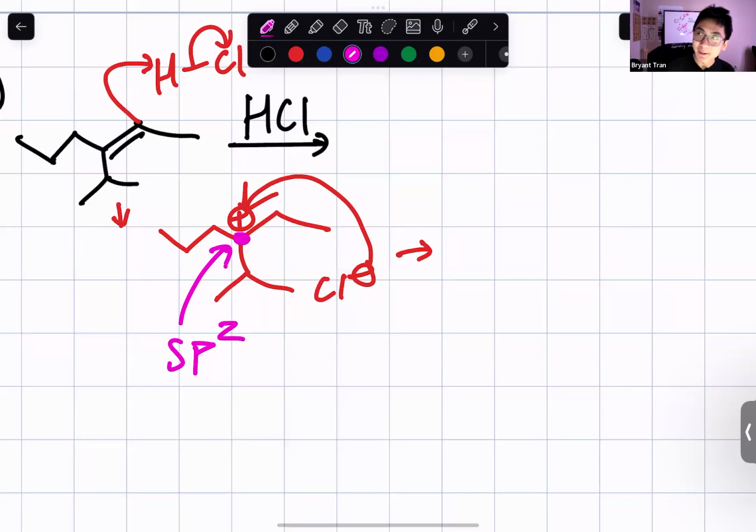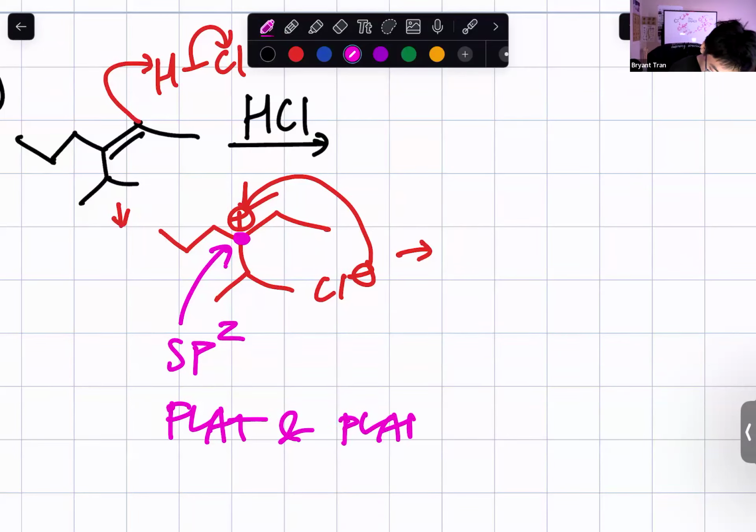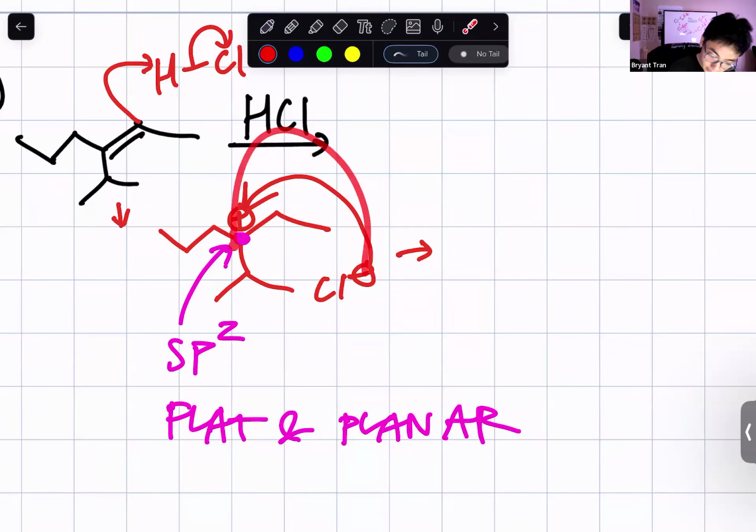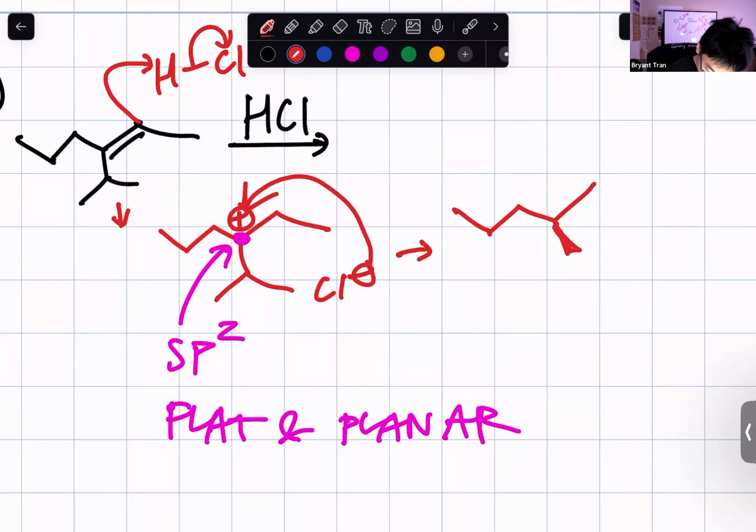Yes, sp2. And do you remember the shape of that? Would it be linear, tetrahedral, or flat and planar? Planar. Planar, yes, flat and planar. And because it's flat and planar, when the Cl minus comes in to attack, it could attack on the top side, giving you a wedge chlorine, or it could attack on the bottom side, giving you a dash chlorine. Doesn't matter. It's a 50-50 chance in this case, right? Let's say it's a wedge.